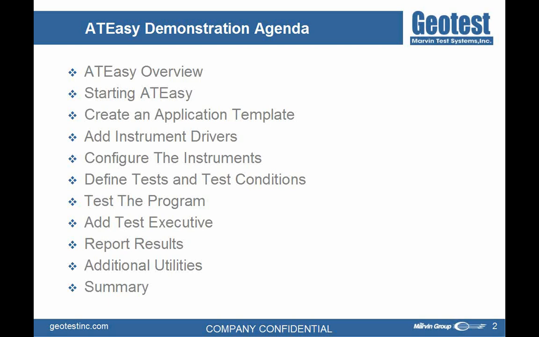We will actually test the program by running it. We'll talk a little bit about some of the debugging functions and features of ATEasy. Once we have a working test program, we will add in a test executive. We will run the test executive, show the report results, and then at the conclusion I'll talk about just a couple of additional utilities that come with ATEasy, and then a summary of ATEasy, and then we'll open the floor for additional questions if there are any.